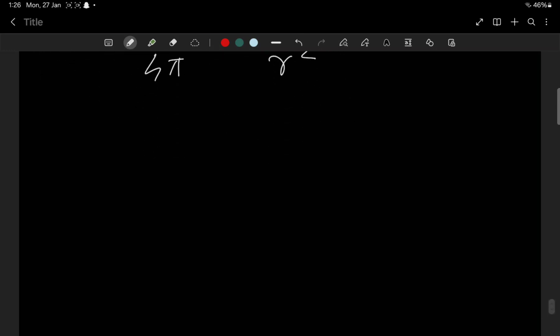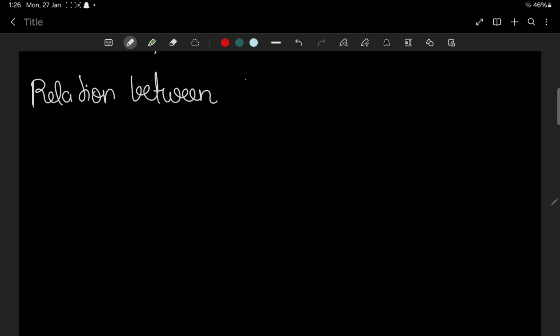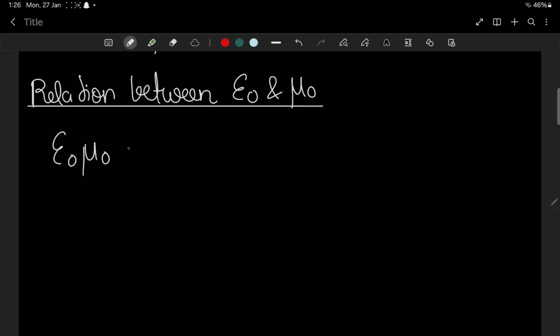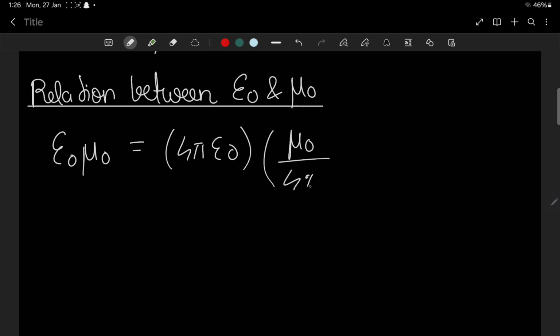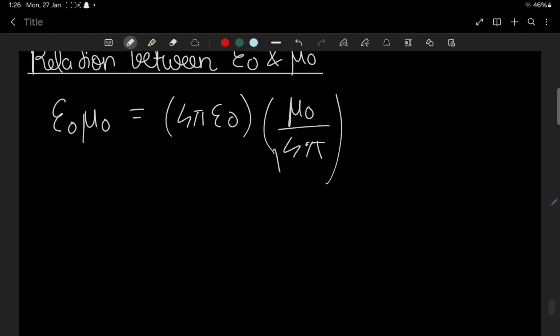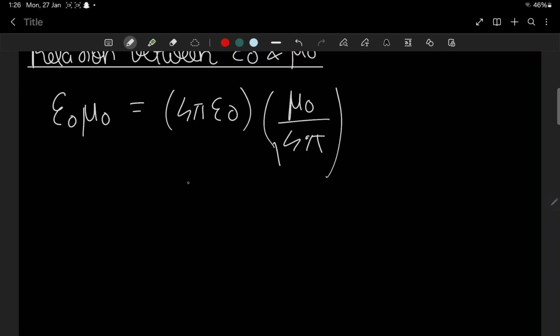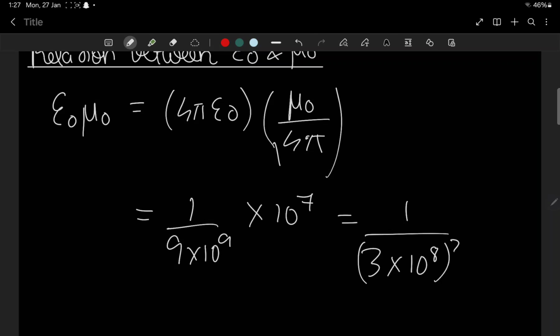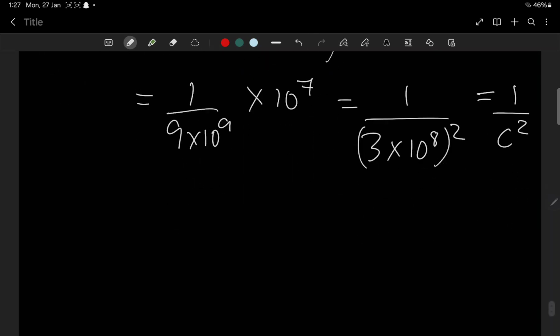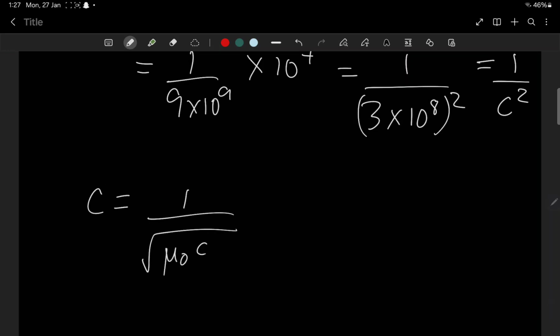Now this law, please learn. Now we are going to derive the relation between epsilon 0 and mu 0. What is the multiplication of epsilon 0 and mu 0? It is 4 pi epsilon 0 into mu 0 by 4 pi. If we multiply these, the 4 pi cancels, right? That is 1 by 9 into 10 raised to 9 into 10 raised to 7. This is equal to 1 by (3 into 10 raised to 8) whole squared, which equals 1 by c squared. So c equals 1 by root of mu 0 epsilon 0. Important.